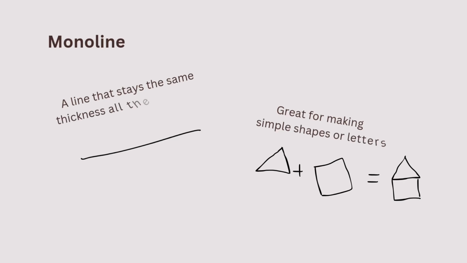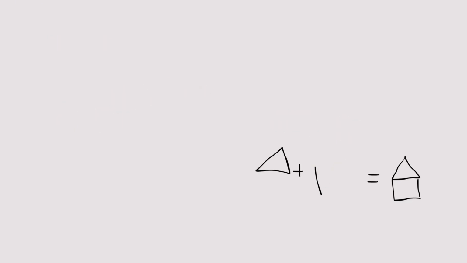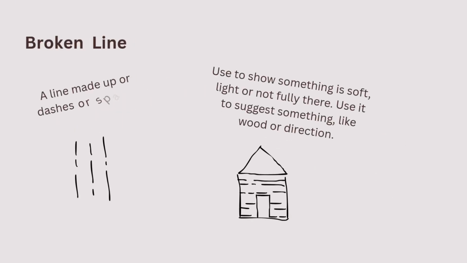First up, monoline. It's the line that most of us use all the time, a line that stays the same thickness all the way through. This line is great for making simple shapes or letters. Let's start by making a triangle and a square, put them on top of each other to create a simple house. Next up, we have the broken line.